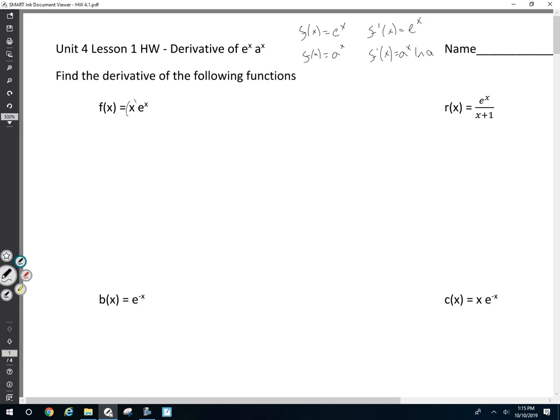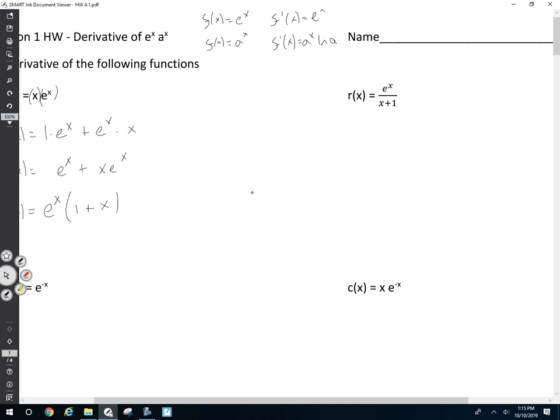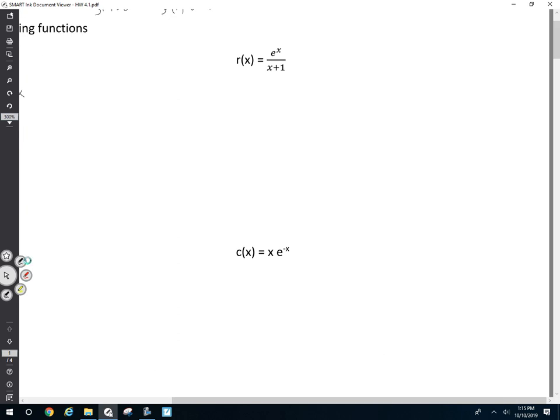Don't forget your rules. All derivative rules will still apply. Product rule: derivative of the first times the second, plus derivative of the second times the first. Rewrite it if you wish. Factor out the e to the x if you wish. Something we'll be prepared to do if we are doing a function analysis. Not necessary for this, though.